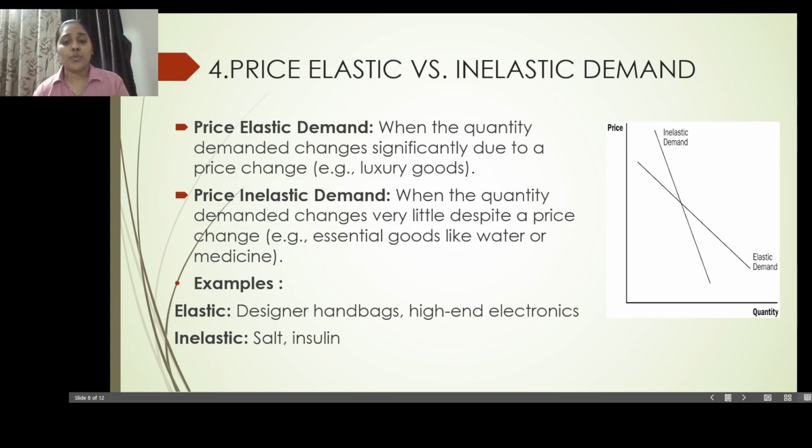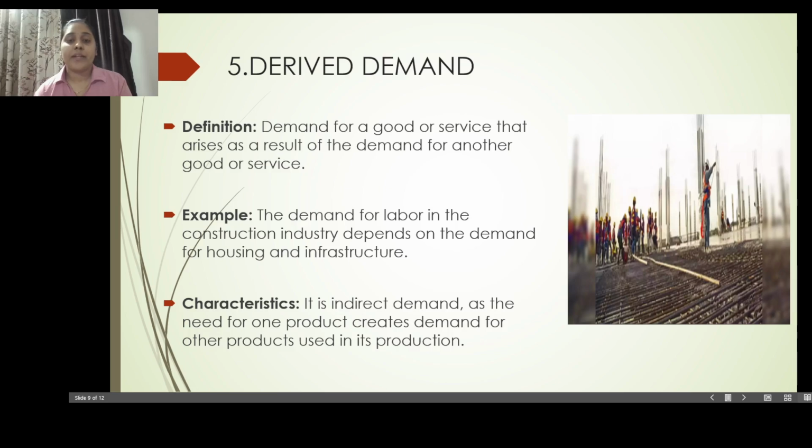Now let's move to derived demand. Derived demand happens when demand for one product creates demand for another product. For example, if demand for houses increases, then the demand for bricks, cement and construction workers also increases. If more people buy cars, demand for car tires and batteries also increases. This means that industries are interconnected.